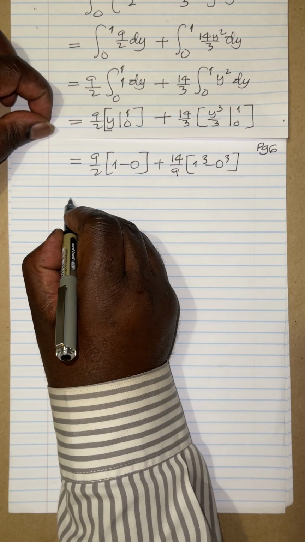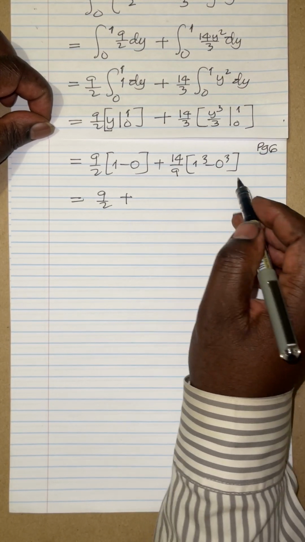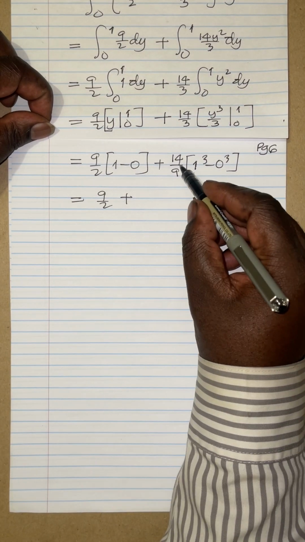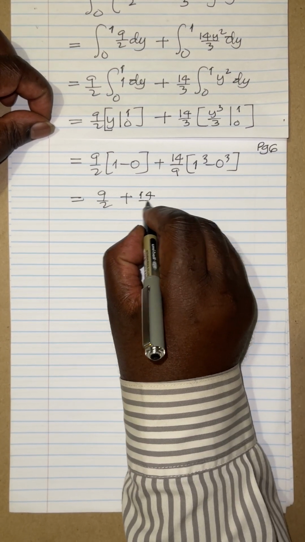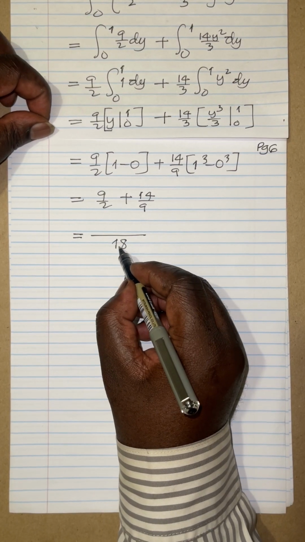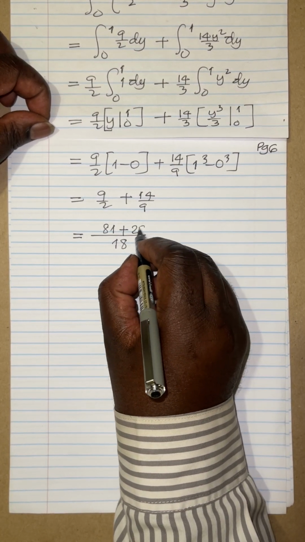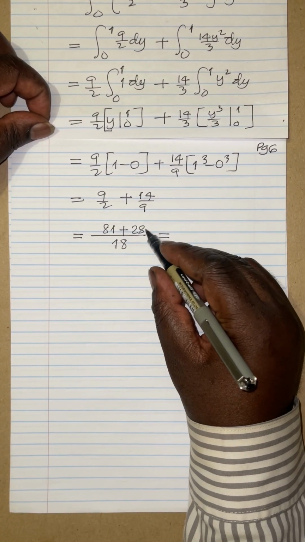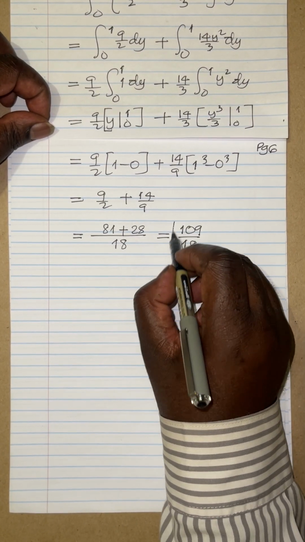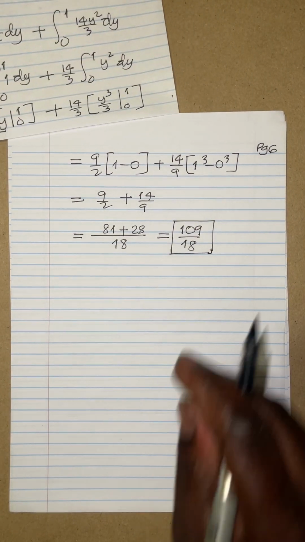What are we having now? This is going to be 9 over 2 times 1 is 9 over 2 plus 14 over 9 times, remember 1 to the power 3 is 1 minus 0 is 1, times 14 over 9 is actually 14 over 9. Now let's find the lowest common denominator there. It's 18. 2 into 18, that's 9 times 9, 81, plus 9 into 18, 2 times 14, that's 28. Adding those numbers up, we're having 109 all over 18. That's our final solution.